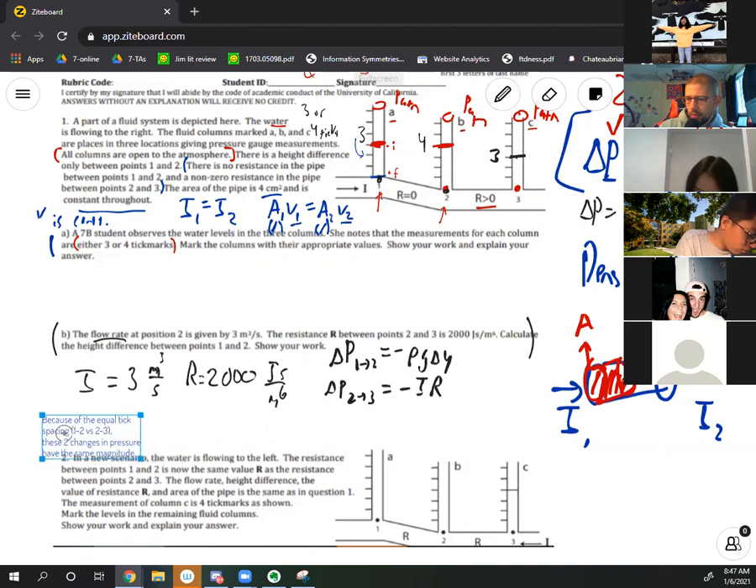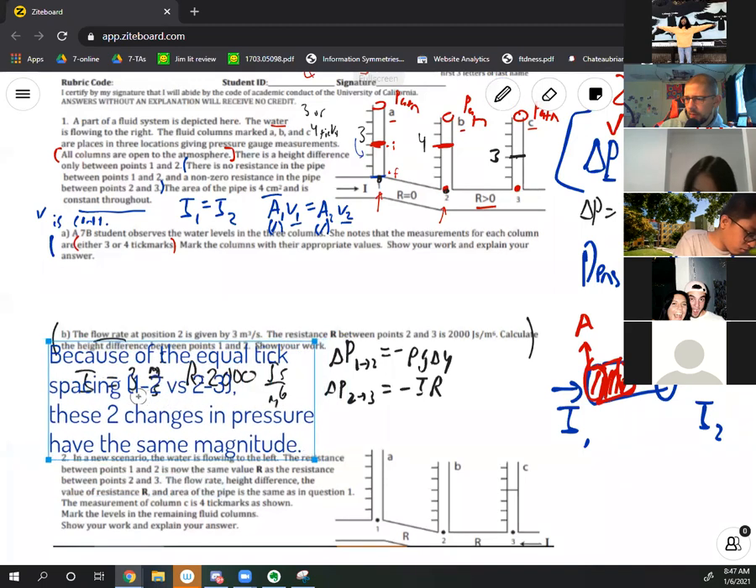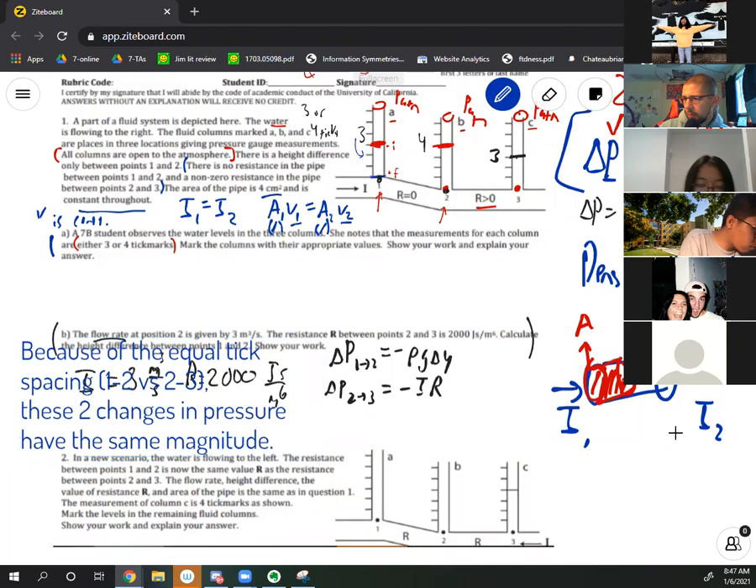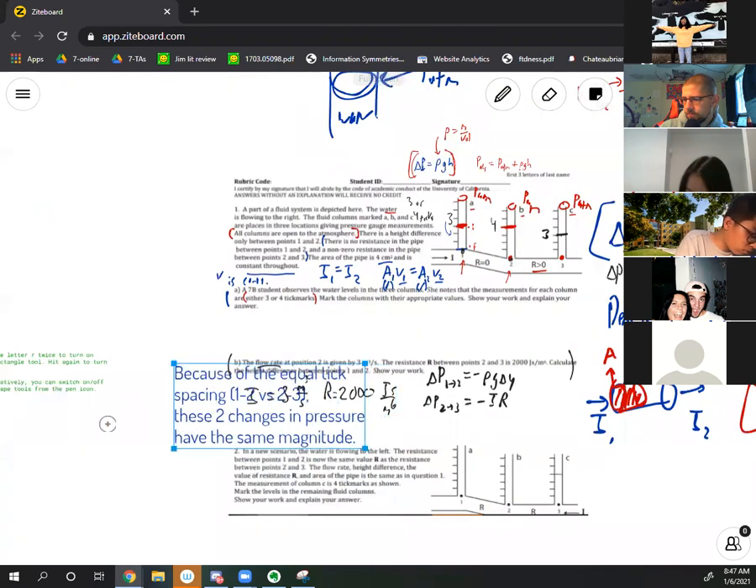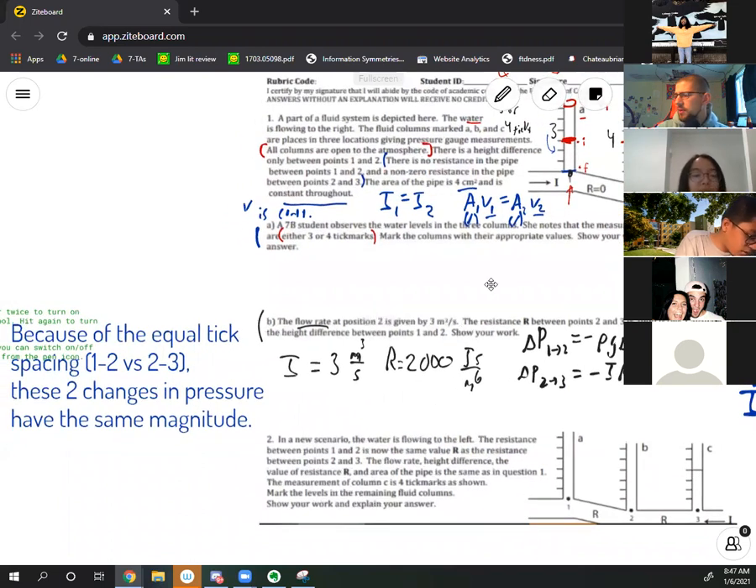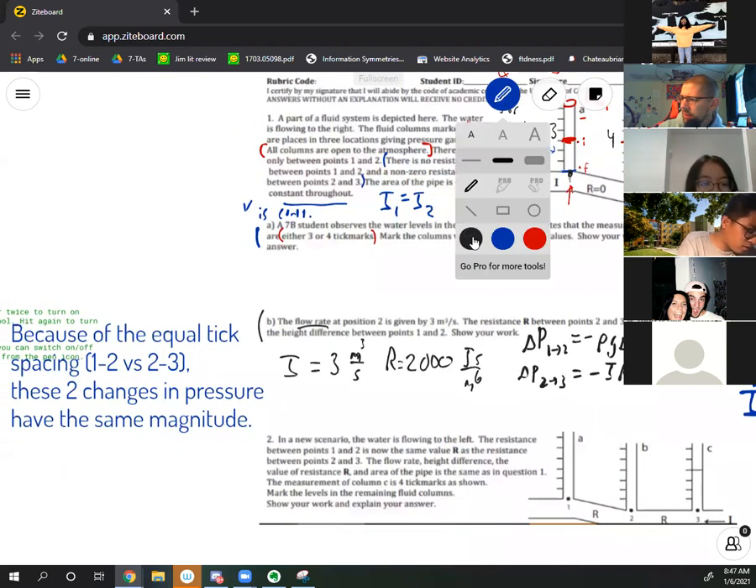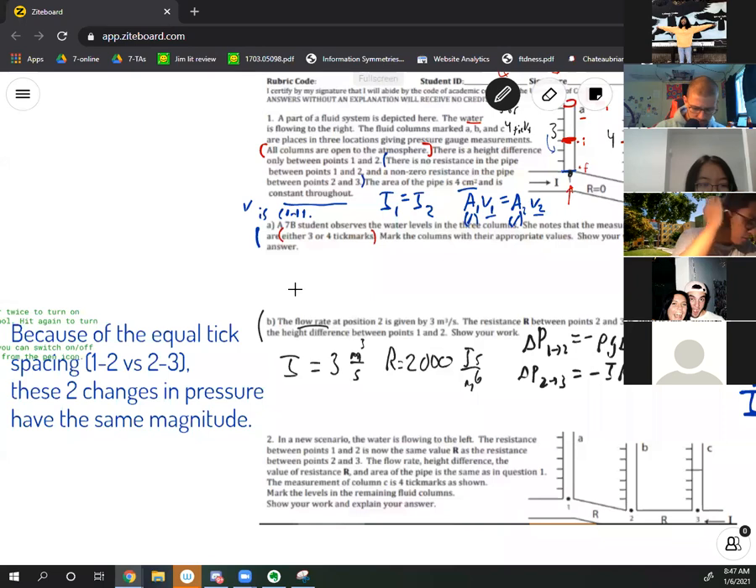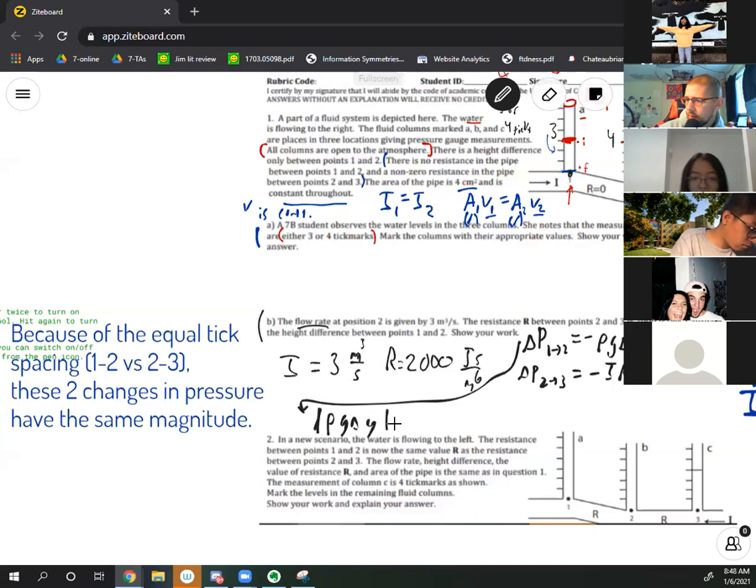I'll try to scale that up a little bit. I'm not sure it's visible right now. Let me move it over. Okay, because of the equal tick spacing, the two changes in pressure have equal magnitude. So to write that down mathematically, that means that the size of this thing, magnitude rho g delta y, is the same as this thing, magnitude IR.